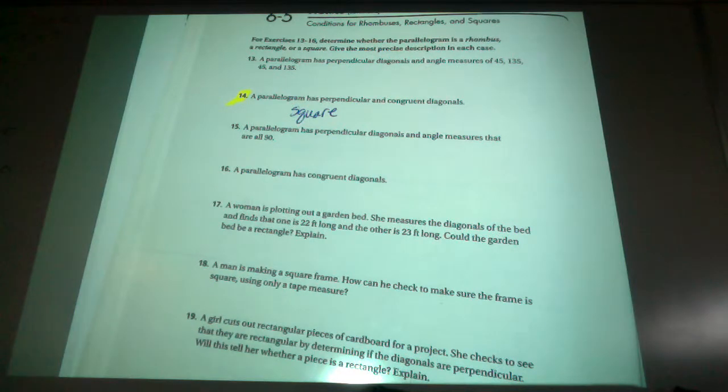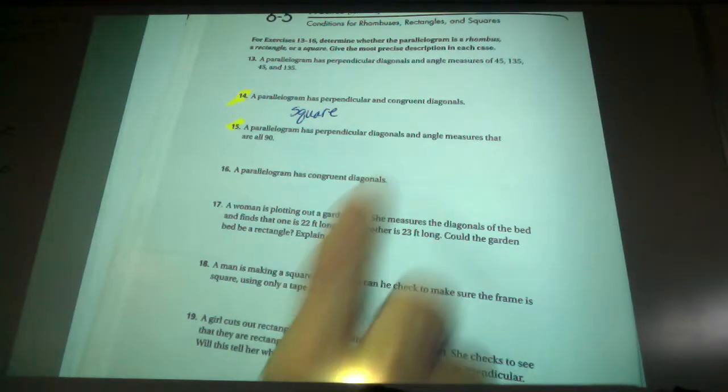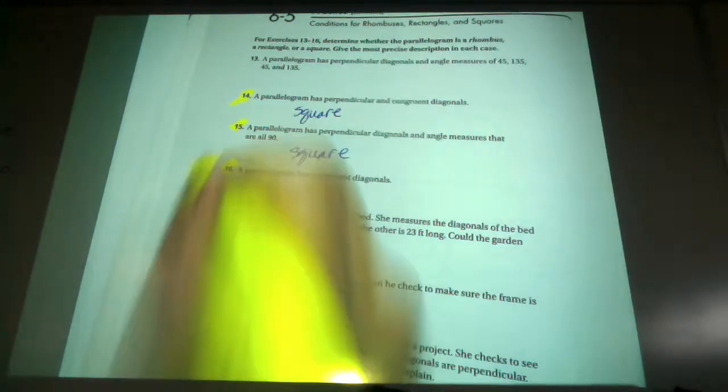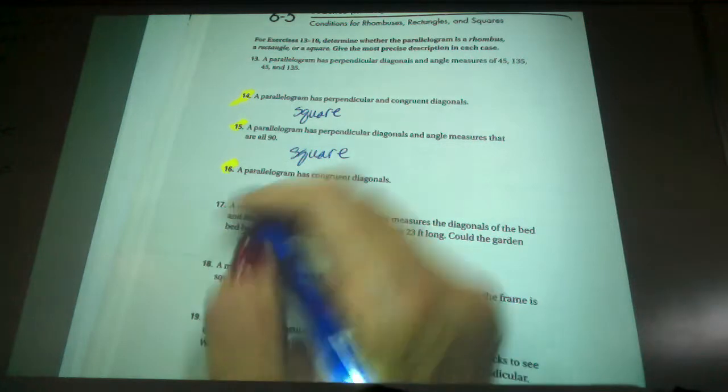So then, what about 15? A parallelogram has perpendicular diagonals. Where does that come from? So we know at least it's a rhombus or a square. And angle measures that are all 90. So, right, a rectangle, but together it makes that square again. Look at 16. A parallelogram that has only congruent diagonals. The lowest that one is rectangles. So that's all that can be.